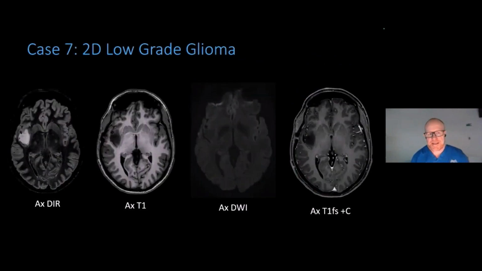Our next case is a low-grade glioma. You can see here traditional imaging: the DIR, T1, the diffusion, and the T1 fat-sat post-contrast. So once again, here's another example where DWI isn't showing any restricted diffusion and there's no contrast enhancement post-contrast.